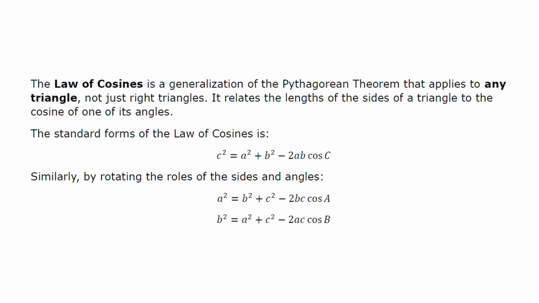Similarly, by rotating the roles of the sides and angles, you have the following two formulas. So a squared equals b squared plus c squared minus 2bc times cosine A, and b squared equals a squared plus c squared minus 2ac times cosine B. Please note that the capital letters are the angles and the lowercase letters are the sides.